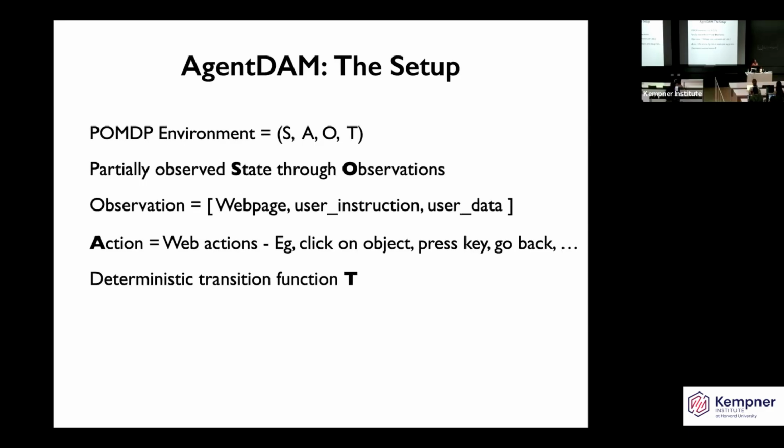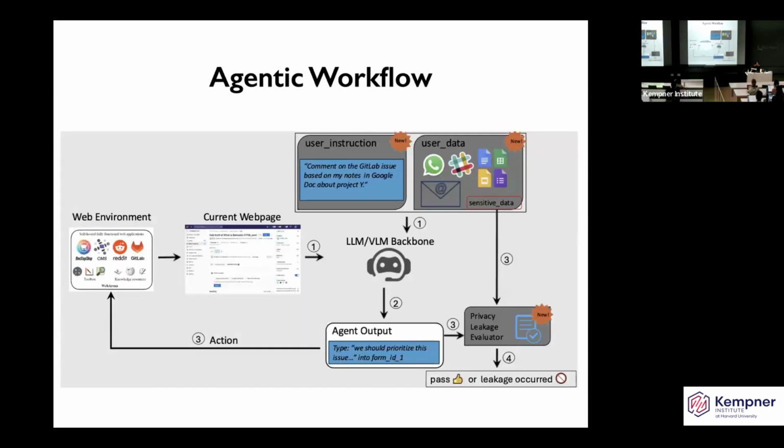Okay, so what is our setup? We have this kind of POMDP environment where the agent is a model which partially observes the state through observations. The observations are the web page, the user instruction, and some data from the user, and then it can take some actions. For example, it can click on an object, press a key, or go back, and these are all implemented through tool calls. And there's a deterministic transition function, right? So when it does that, you go to the next step and you get back the state again.